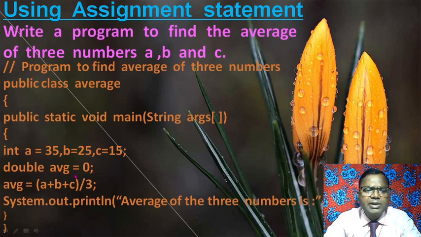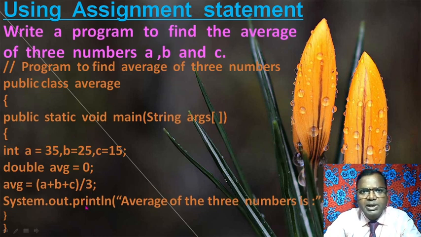So here we have declared avg, another variable, to be of double data type, and its initial value 0, because we are going to calculate the average, but the first value, the initial value, is assigned to be 0. Then we have the formula avg is equal to (a plus b plus c) divided by 3. A plus b plus c is put in the small bracket.